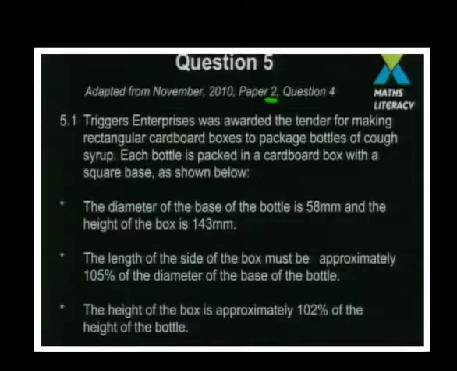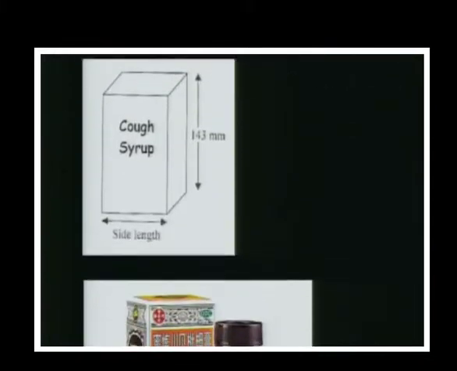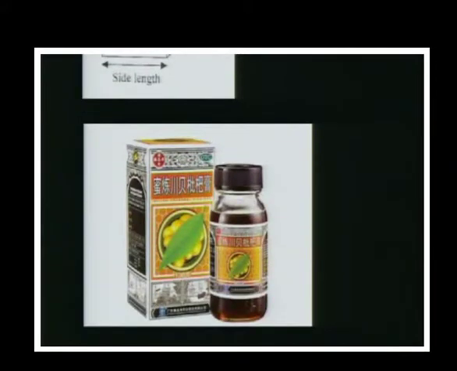Triggers Enterprises was awarded the tender for making rectangular cardboard boxes to package bottles of cough syrup. Each bottle is packed in a cardboard box with a square base, as shown below. And let's have a look at that straight away. There's the box over there. So we're going to have some cough mixture, and I put in a little picture here showing you a bit of cough mixture, and there's the box.